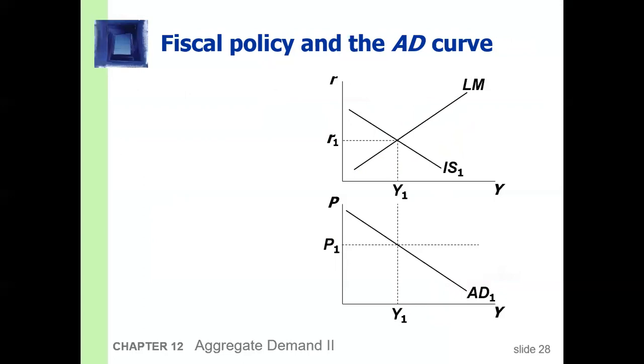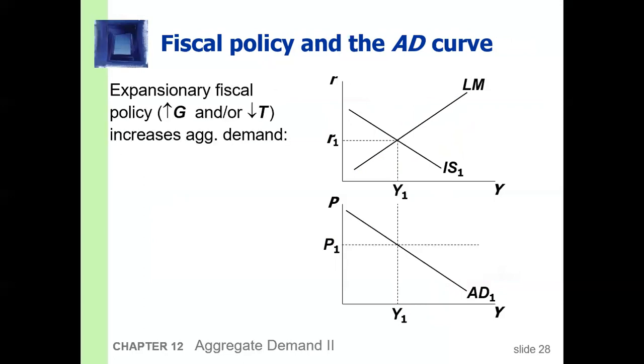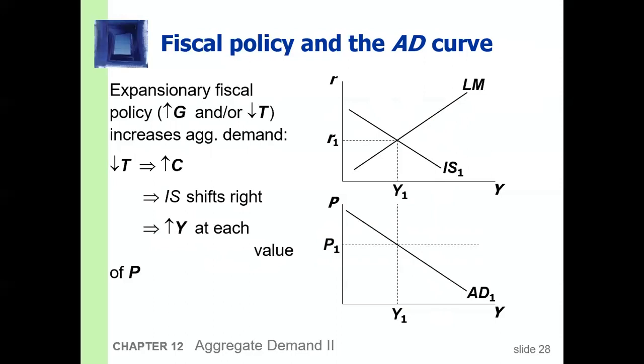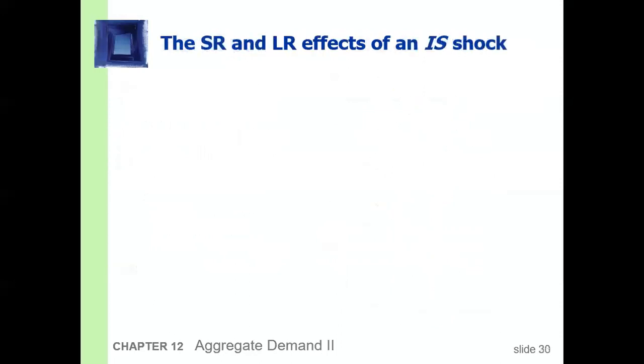What about the fiscal policy and the aggregate demand curve? You can see here the expansionary fiscal policy. Expansionary fiscal policy means increasing government spending and decreasing taxes, and this increases the aggregate demand. Reducing taxes, for example, will increase consumption. If your income is 100 and you pay taxes of 20, and the tax is reduced to 10 instead of 20, you will consume from your 90 instead of 80, so you will consume more. In this case, the IS curve shifts to the right, the output and the income will rise at each value of price, and the aggregate demand curve shifts.